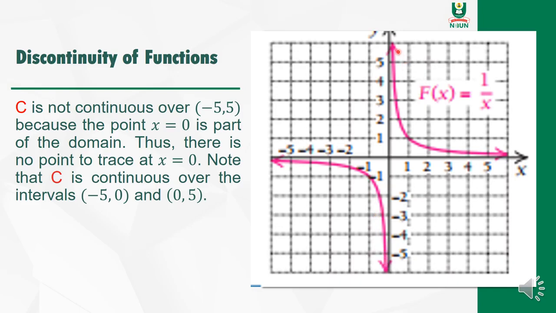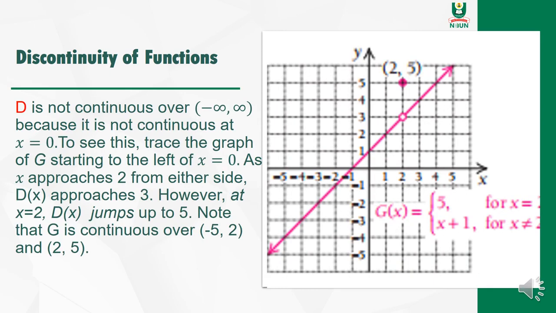And if you look from 0 to 5, we can see the graph is also continuous. That's the part where the graphs are continuous. We can see that this graph is continuous here. The line is continuous here. It's also continuous here. Let's move on to an example.